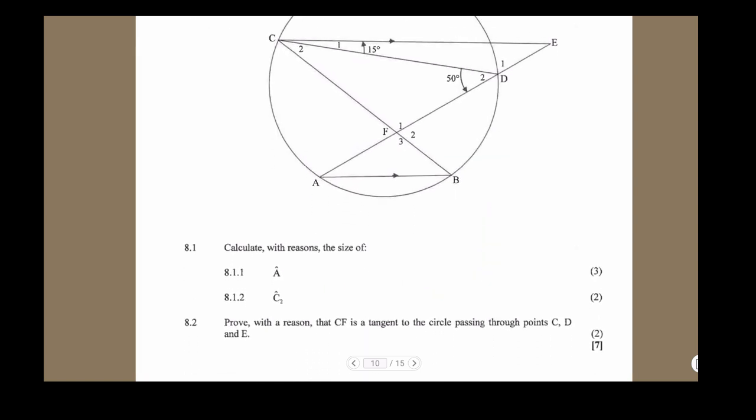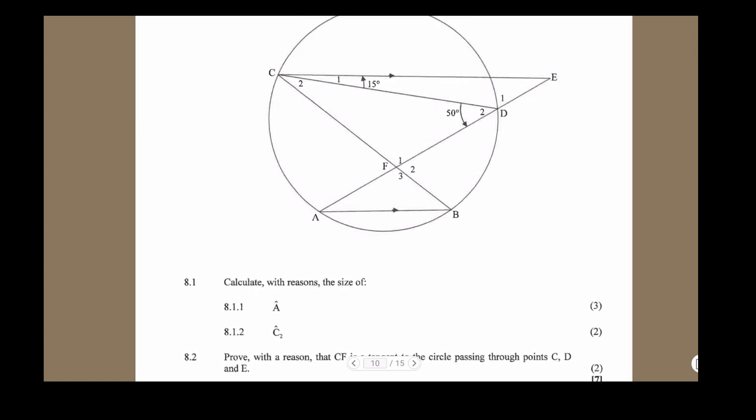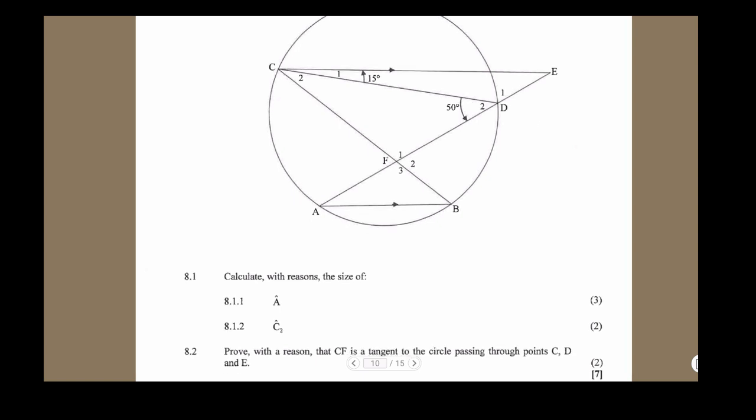So let's go to the questions. They're saying calculate, with a reason, the size of A. So first we're looking for the size of A. Where's A? And secondly, we're looking for the size of C2. In order to get this A, remember that in Euclidean geometry in grade 11 and grade 12, most of the time they just want to check whether you still remember what you learned in grade 10 and grade 9.